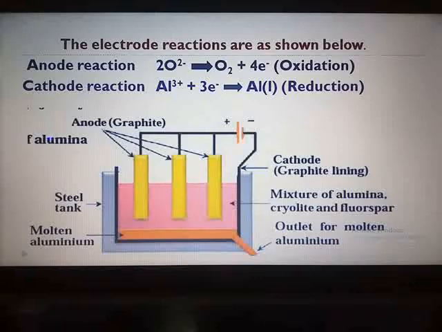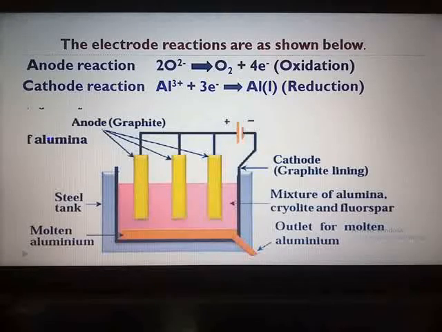And so if you don't replace them, then when you use the same anodes, the oxygen gas which will be liberated will not get a chance to react with carbon, and then the entire procedure or the process will go wrong. So here we have completed the entire process of extraction of aluminium.